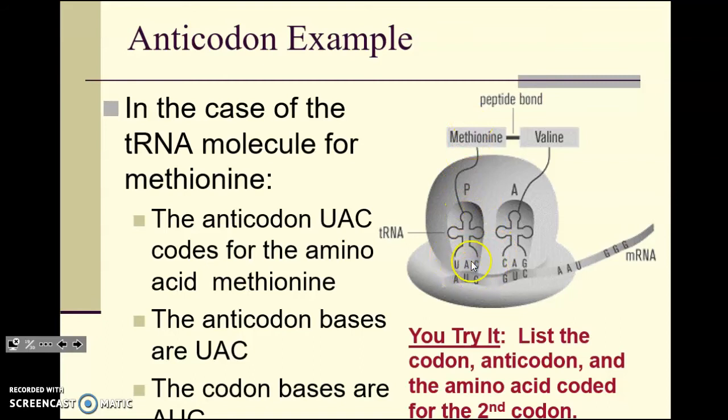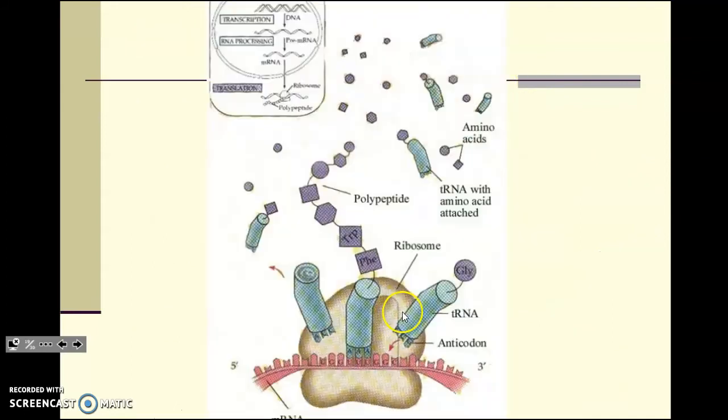UAC is the anticodon for methionine. The codon for methionine is AUG. Then you have valine coming in also here, which is an amino acid. That anticodon is CAG, and the codon is GUC. So that's put those two together. That's a peptide bond, and even if you have two amino acids, that's a protein.